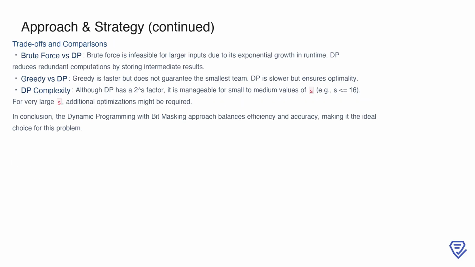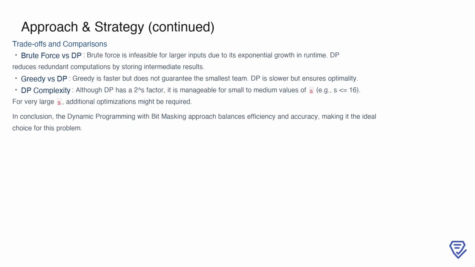In comparing the approaches, the trade-offs become clear. The brute force method, while conceptually simple, is computationally infeasible for larger inputs due to its exponential growth in runtime. Dynamic programming, on the other hand, drastically reduces redundant calculations by storing intermediate results in the DP array. This makes it far more efficient than brute force.